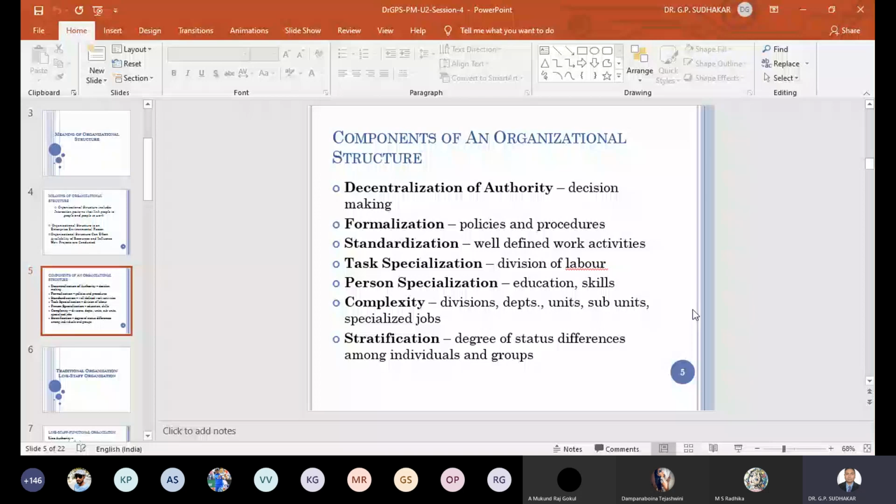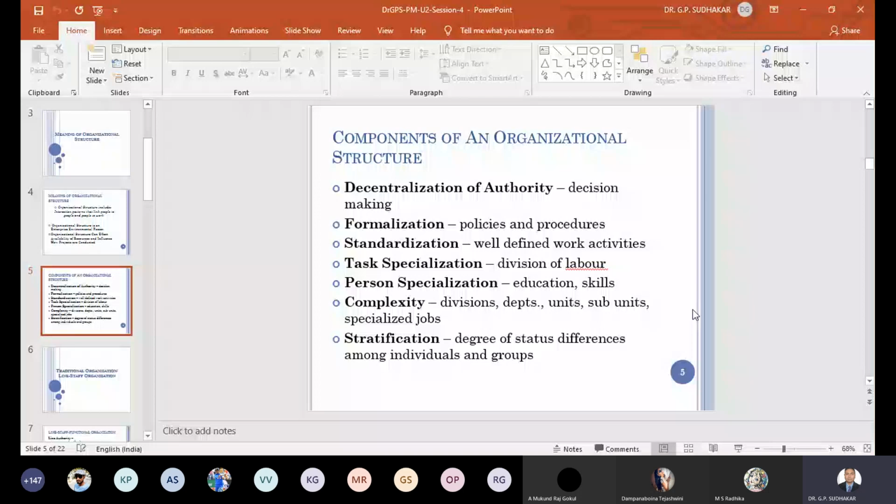Next, formalization. We have an organization structure, so what is the meaning of it? We are going to have specific policies and procedures inside the organization. That means somebody will be the authority to approve a certain workflow. Somebody is the person who has to be consulted. Somebody has the checking power. Like this, the organization structure formalizes the procedures and policies. This is the procedure, this is the policy of the organization, right?